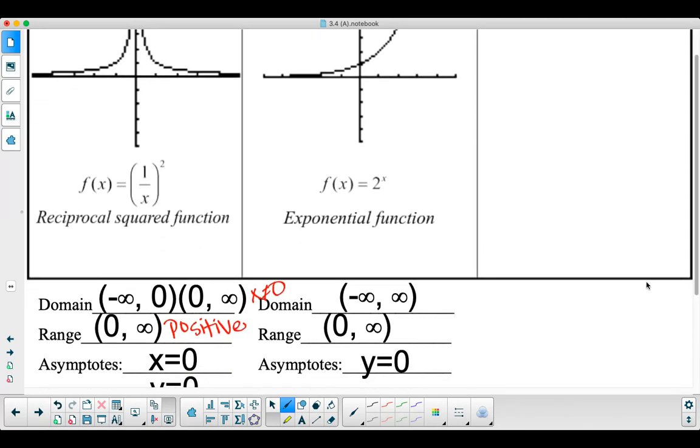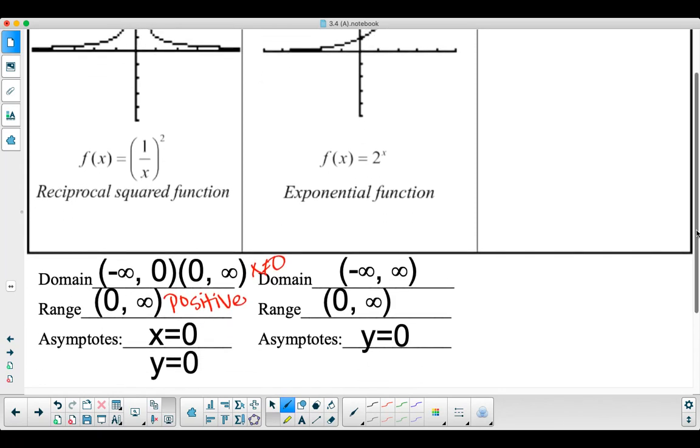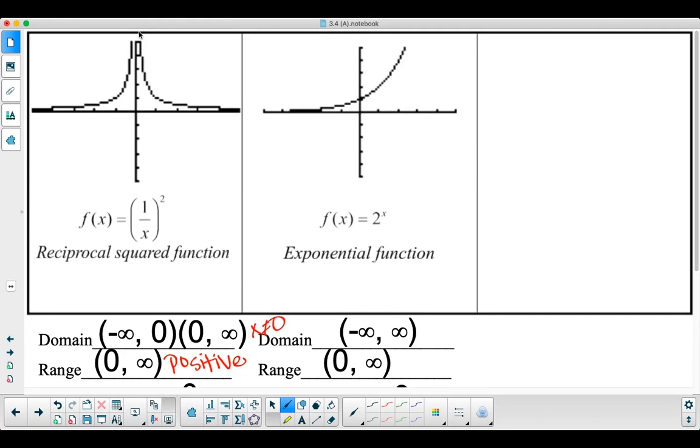And then here we have a vertical asymptote of x equals 0 and a horizontal asymptote of y equals 0. So as you can see, this vertical line x equals 0, it approaches on both sides but doesn't touch. And then the horizontal asymptote of y equals 0 approaches over here and over here but doesn't touch.